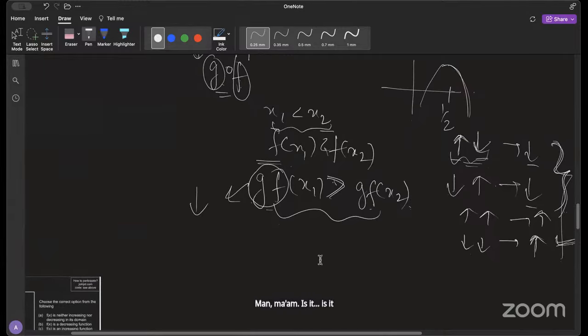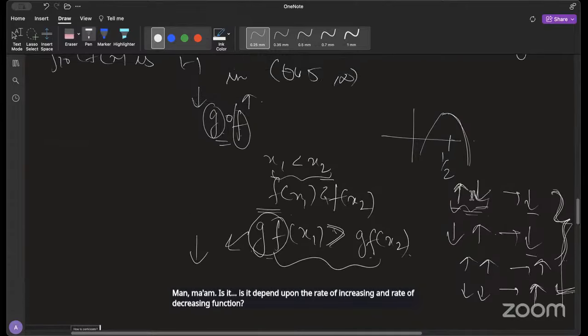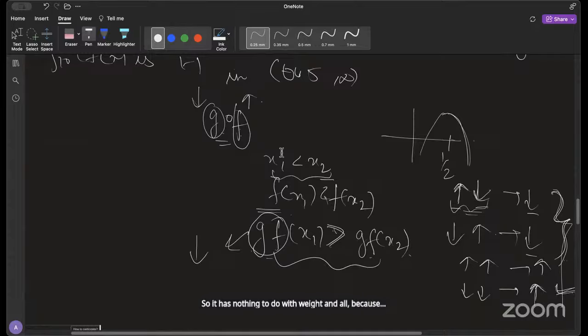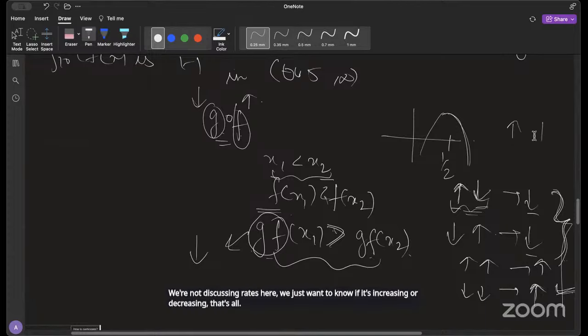Does it depend upon the rate of increasing and the rate of decreasing of the function? No, it has nothing to do with rate, because we're not discussing rates here. We just want to know if it's increasing or decreasing. That's all we are concerned about.